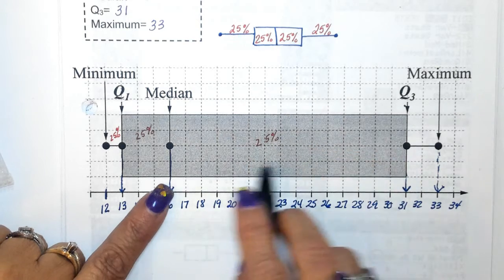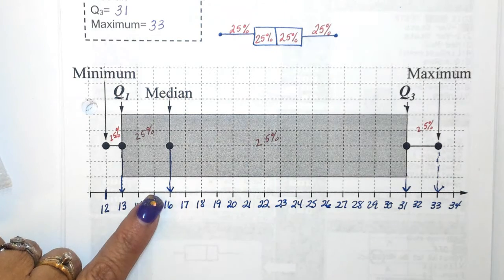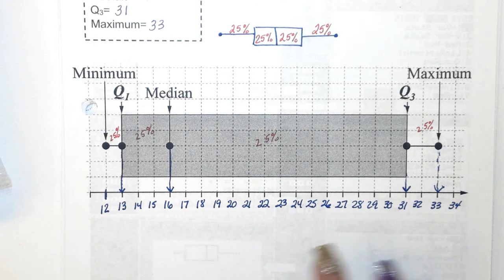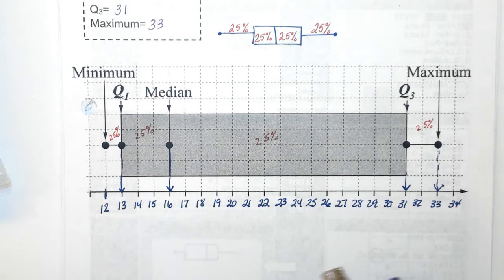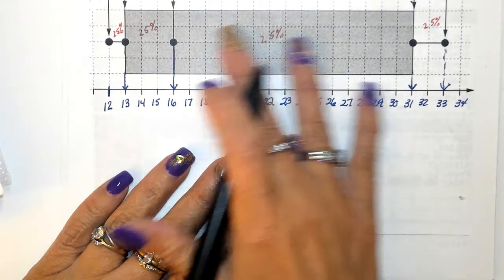25% of my data is here. Look how spread out it is. And 25% of my data is here. That's what the box and whisker tells us. Now, when you look at this, sometimes it can be a little confusing, like how this looks.